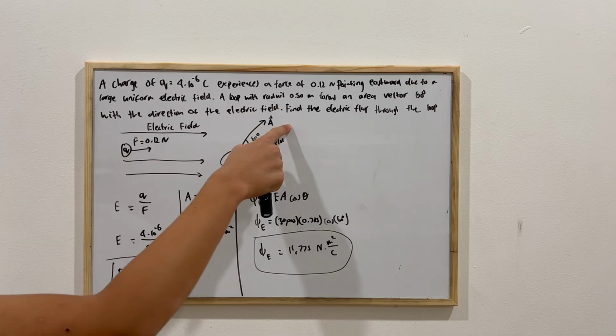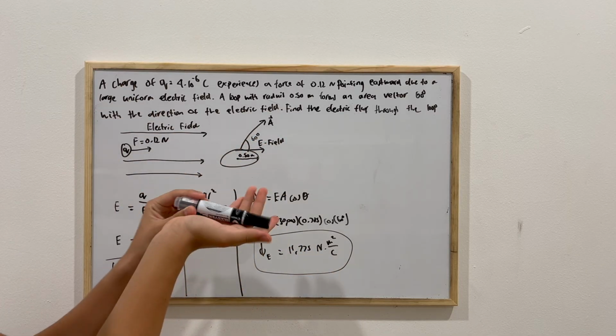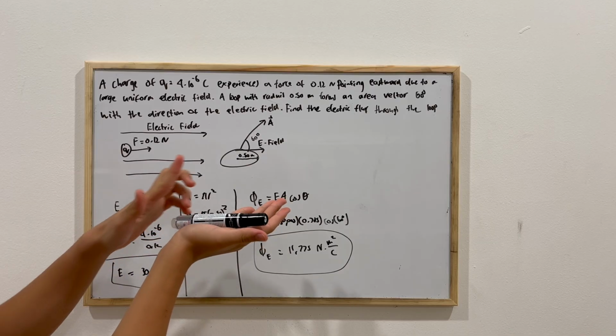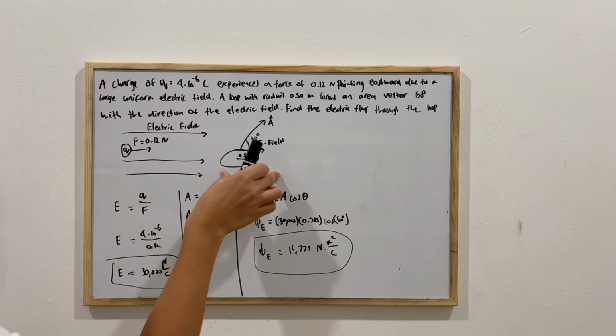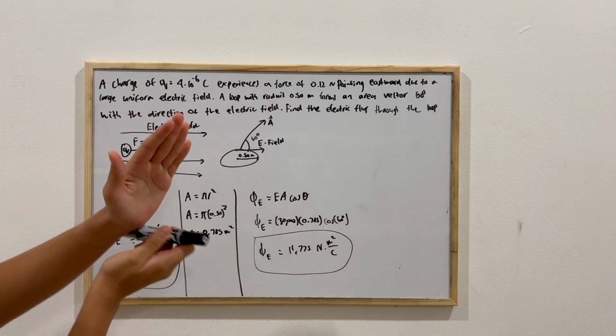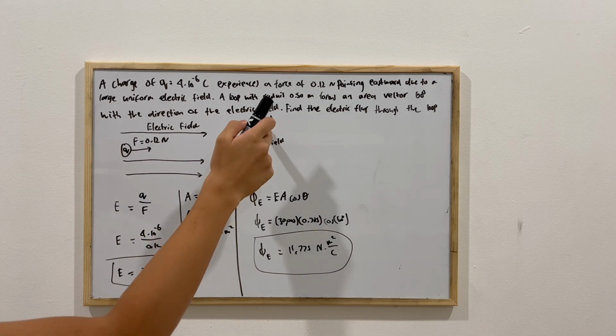So the area vector, just imagine we have a flat surface, and let's say this pen is on the flat surface. The area vector is pretty much what direction this pen is pointing to the ceiling. And since this loop is tilted, that means its area vector is going to be pointing slightly upwards to the electric field, making it a 60-degree angle.